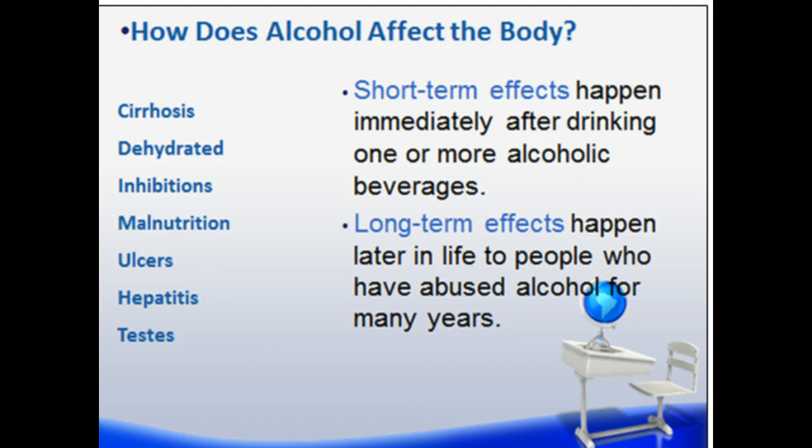Alcohol can harm several body systems. Drinking large quantities of alcohol over an extended period of time can even cause death. Some short-term effects of alcohol: these effects happen immediately after drinking one or more alcoholic beverages. These effects may include lowered inhibitions.